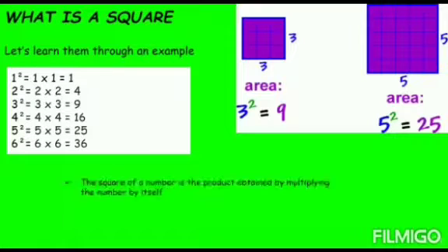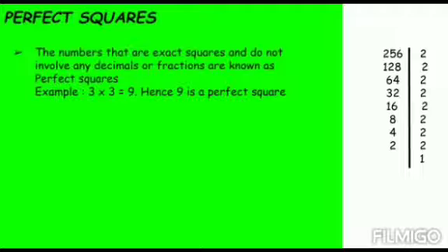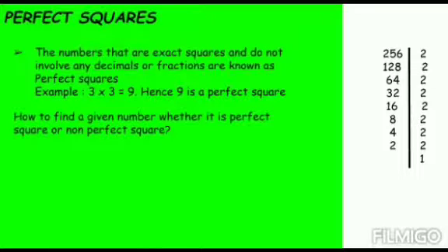But how do we find whether a given number is a perfect square or a non-perfect square? The answer is we should write down the prime factorization of the given number. We should check whether all the prime factors got a pair or not. If they have not, it is not a perfect square. If all the factors got a pair, it is a perfect square.